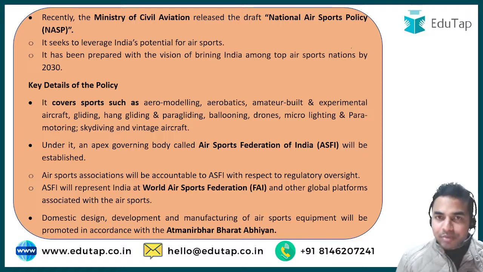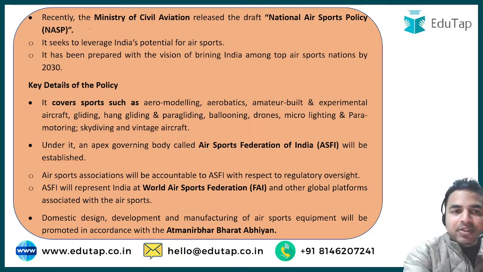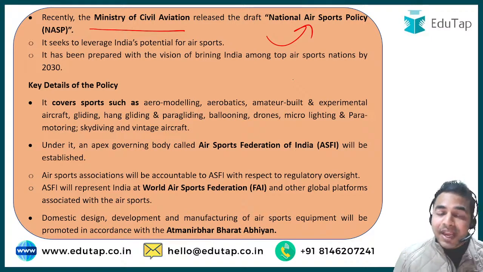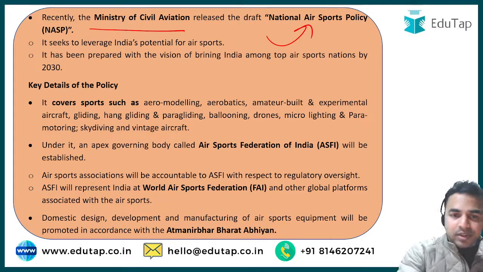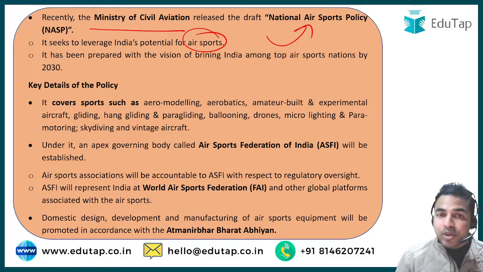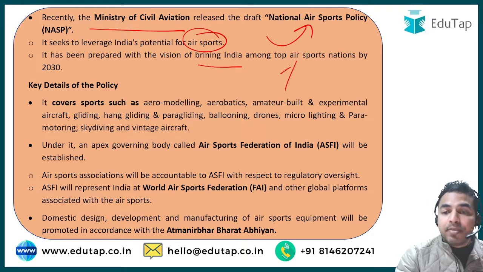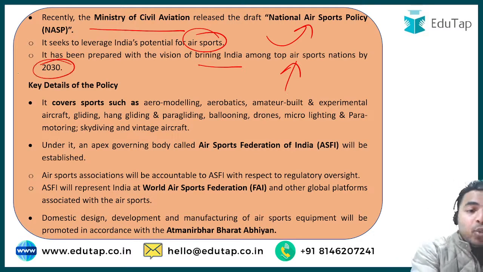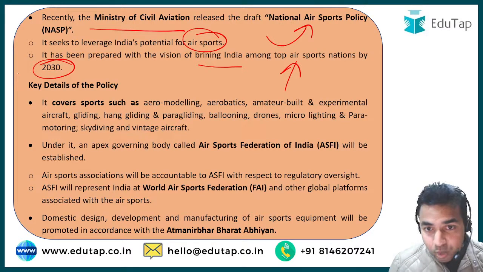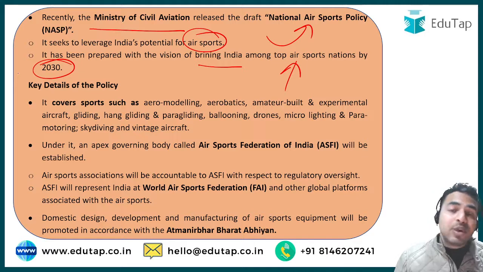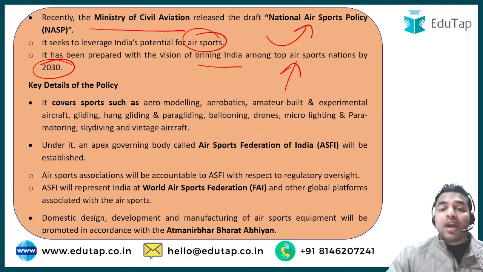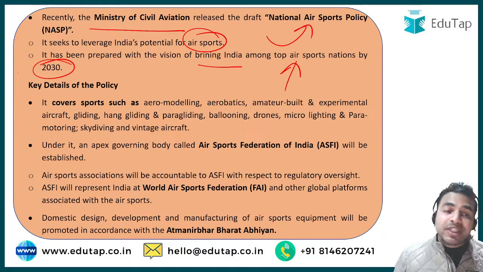Let's discuss this more in detail. Here you can see the very first line, that the Ministry of Civil Aviation has released the National Air Sports Policy, and it seeks to leverage the potential for air sports. It has been prepared with the vision of bringing India among the top air sports nations by the year 2030. This is a target which our country is making, and let's see how exactly they are going to achieve it.